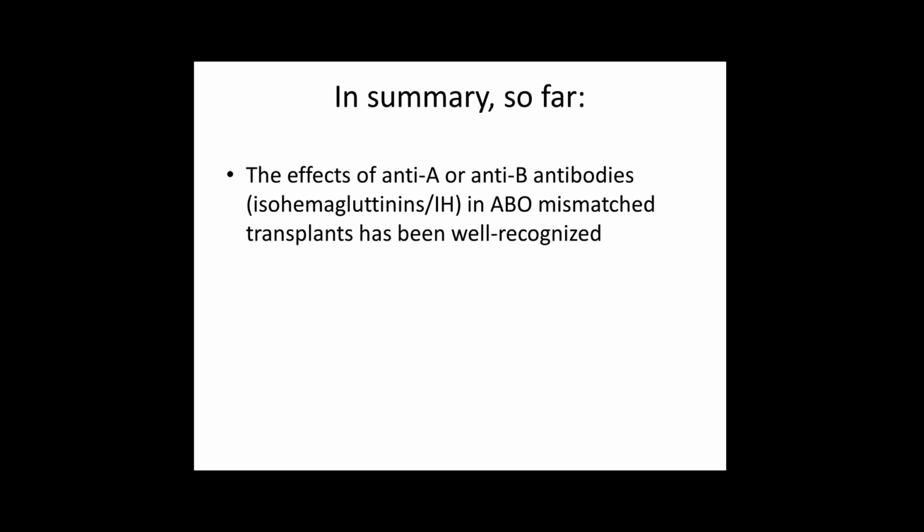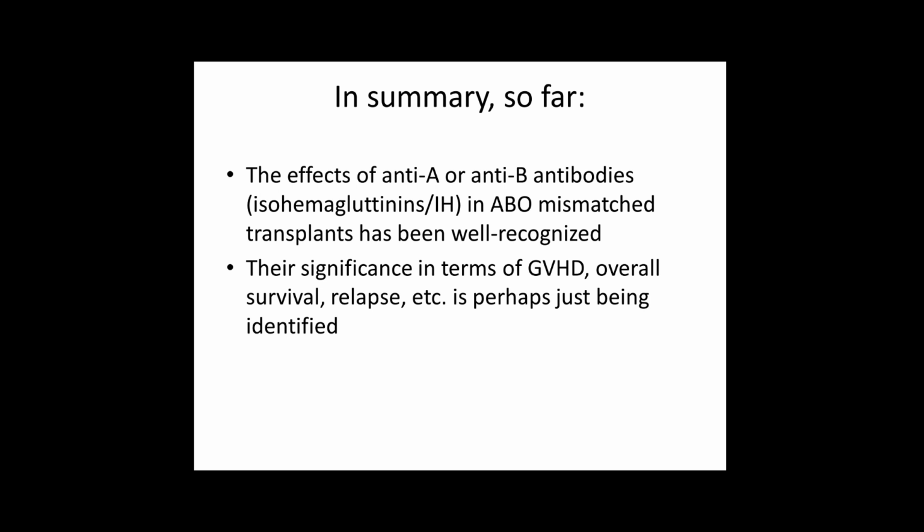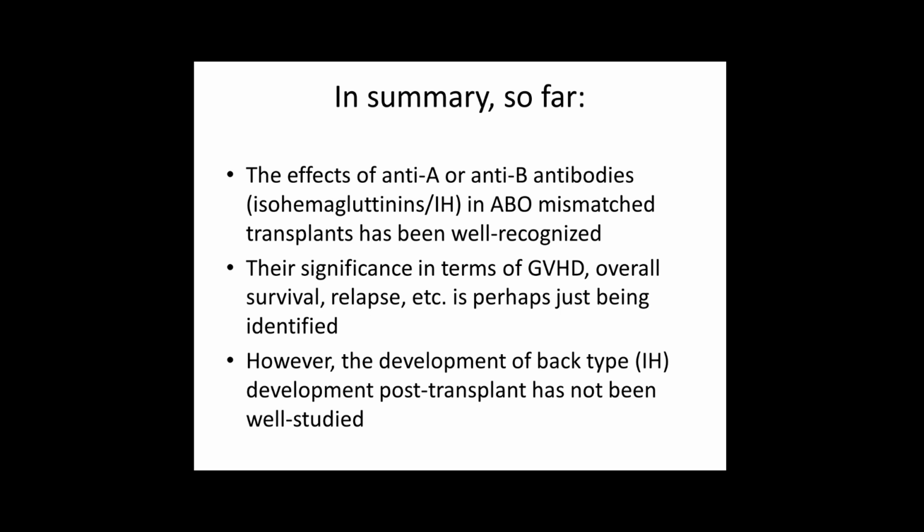So again, in summary so far, we know that there are effects of anti-A and anti-B antibodies. Another term for these antibodies is isohemagglutinins in ABO mismatched transplants. They've been well recognized. But their significance in terms of GVHD, overall survival, treatment-related mortality, relapse, etc., is just beginning to be identified, but truly overall HLA matching trumps. So as long as a patient is HLA matched, that's the most important aspect. But the development of BAC type or isohemagglutinin status post-transplant has not been well studied.